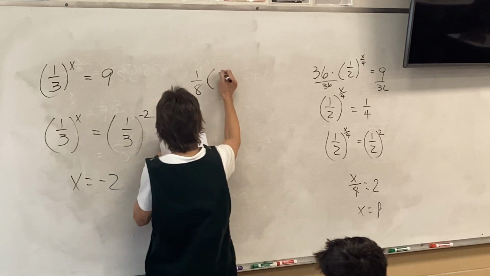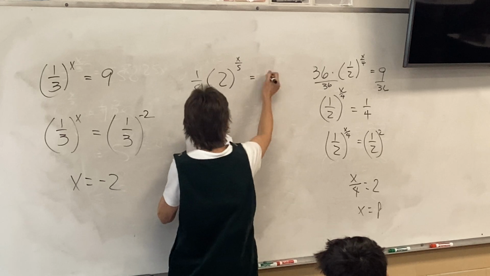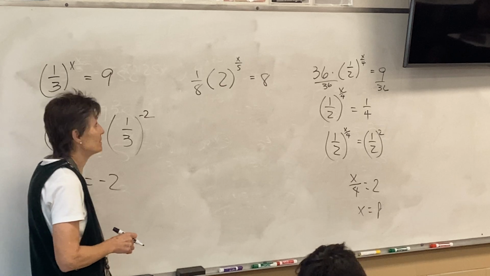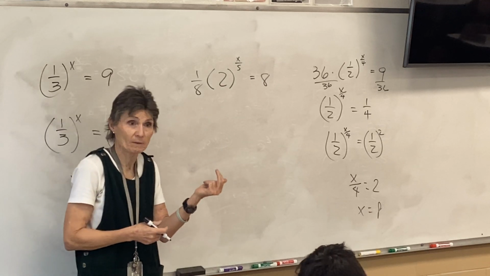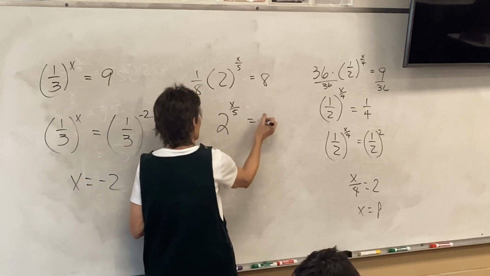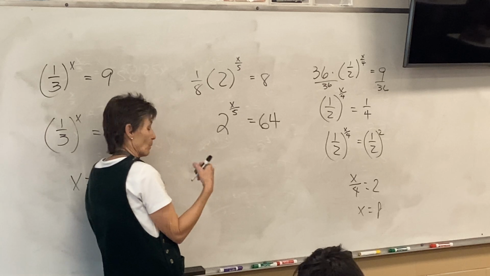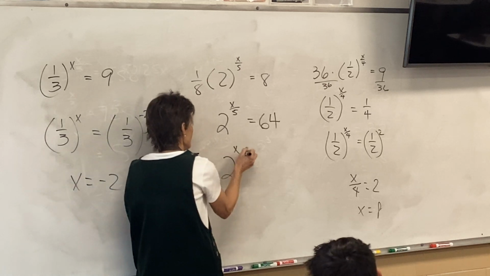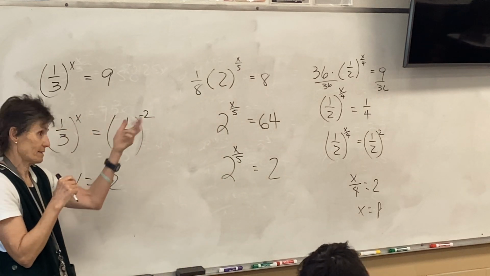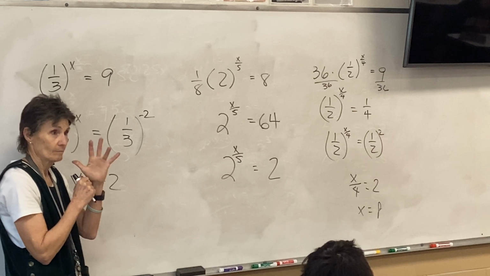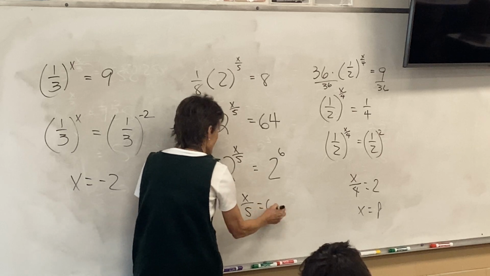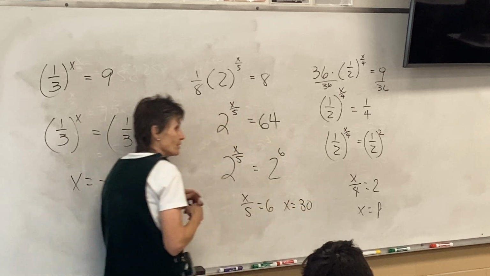1/8. 2 to the x over 5 equals 8. Step 1. Divide by 1/8, which is the same as multiplying by 8. 64. So 2 to the x over 5 equals 64. And now we're right back where we were a minute ago. 2 is gonna have to be my base. So I gotta figure out 2 to the what? 6? Right? So it looks like x over 5 equals 6 and x equals 30.